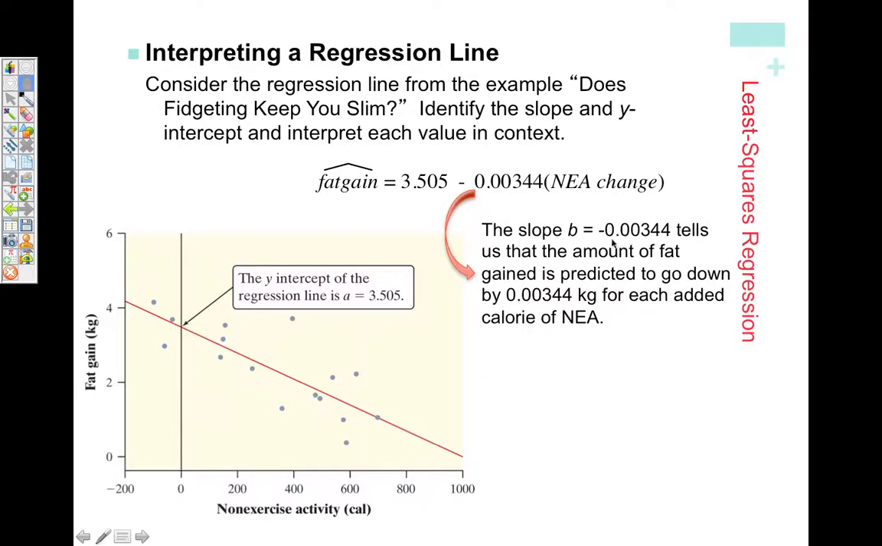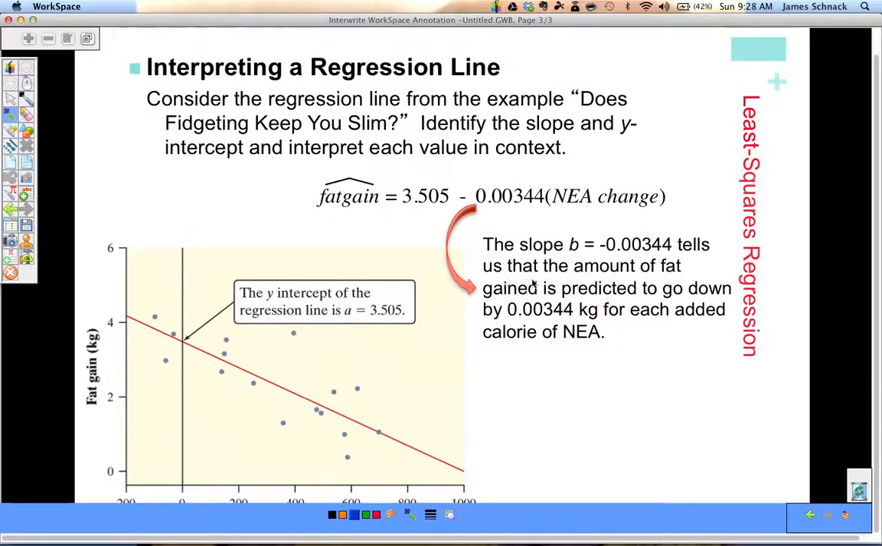Well, the slope of negative 0.00344 tells us that the amount of fat gained is predicted to go down by that many kilograms for each added calorie of non-exercise activity. Notice the words that we're using here, people. The amount of fat gained is predicted to go down for each added calorie. And not only that, we're using what the things mean.